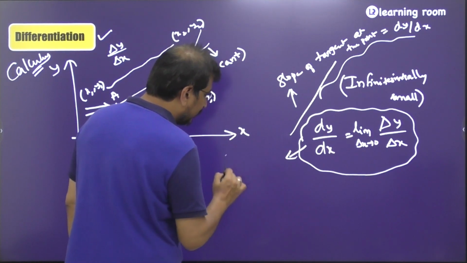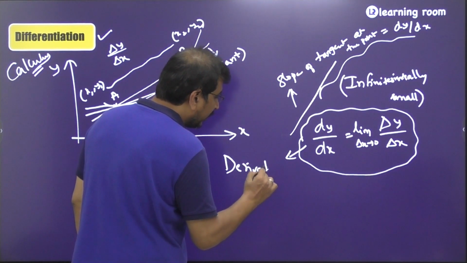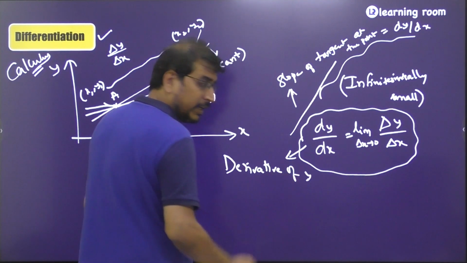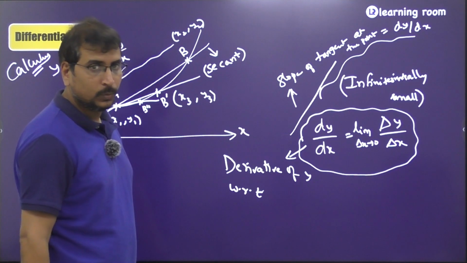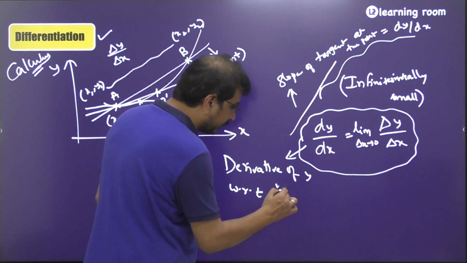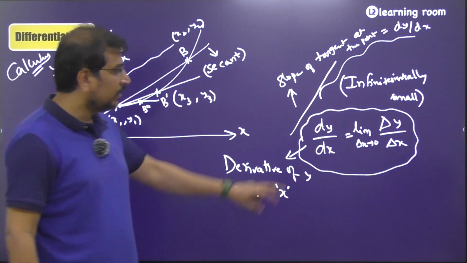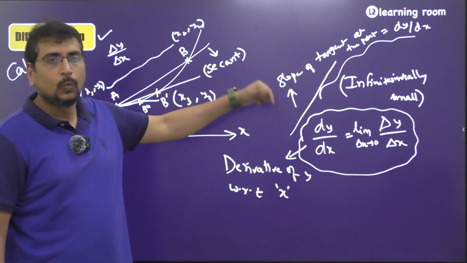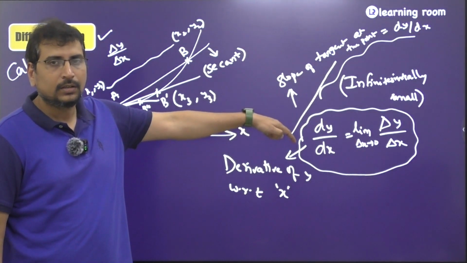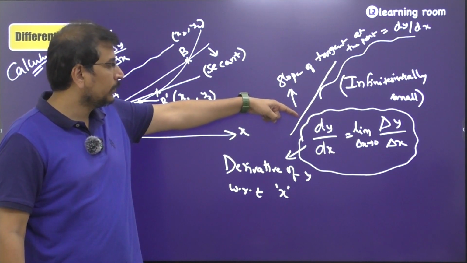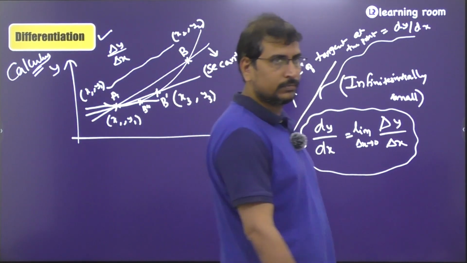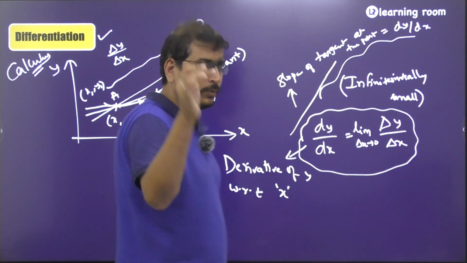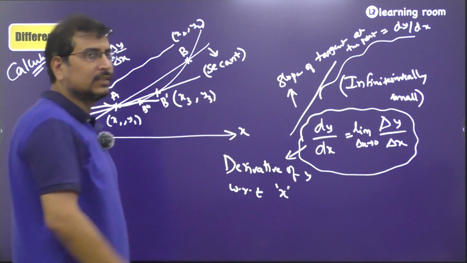You read it as derivative of y with respect to x. So basically the numerator is the dependent function, the denominator is the independent variable. I told you y is equal to f of x. No, the y is always in the numerator, x is the denominator.